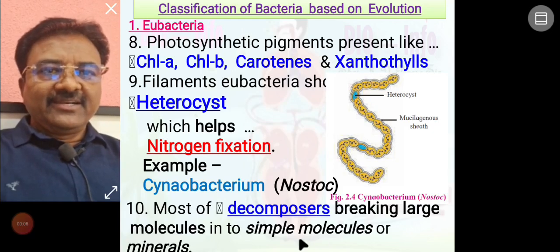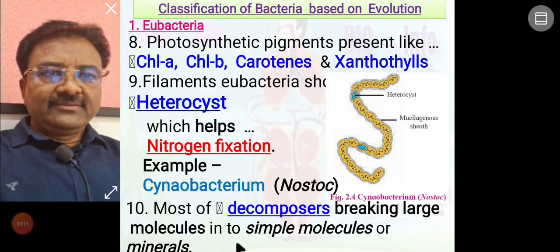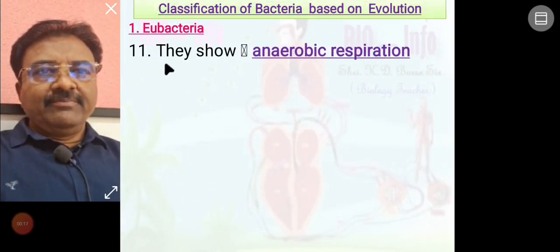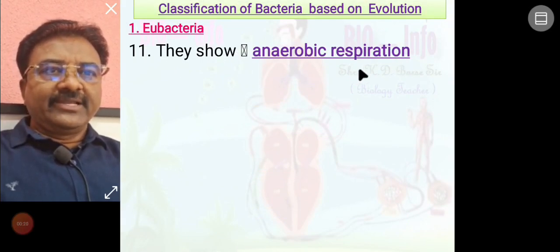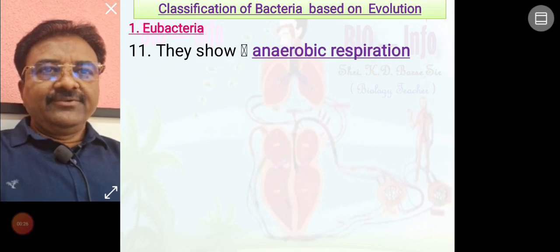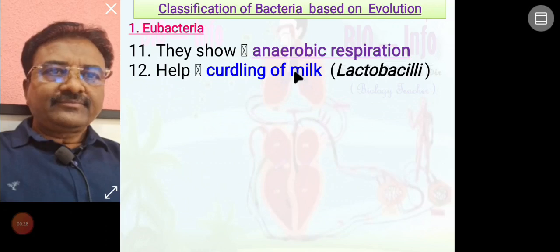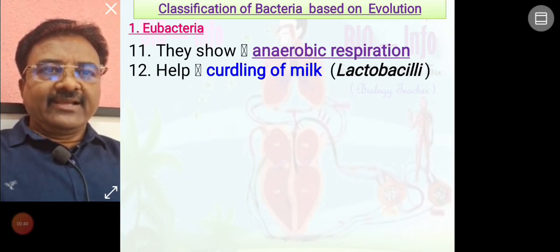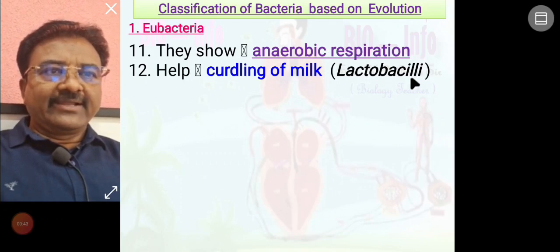Up to here, we have noted a total of 10 different characteristic features of eubacteria. Now we learn some more characteristic features. Eubacteria show anaerobic respiration, meaning the respiration process takes place inside the eubacteria without oxygen. They help in curdling of milk. So eubacteria are also helpful bacteria. For example, Lactobacilli bacteria are used for curdling of milk.